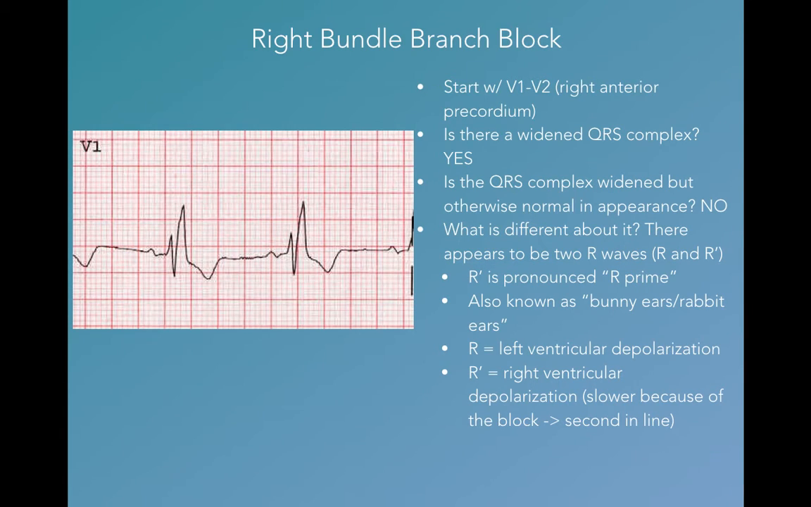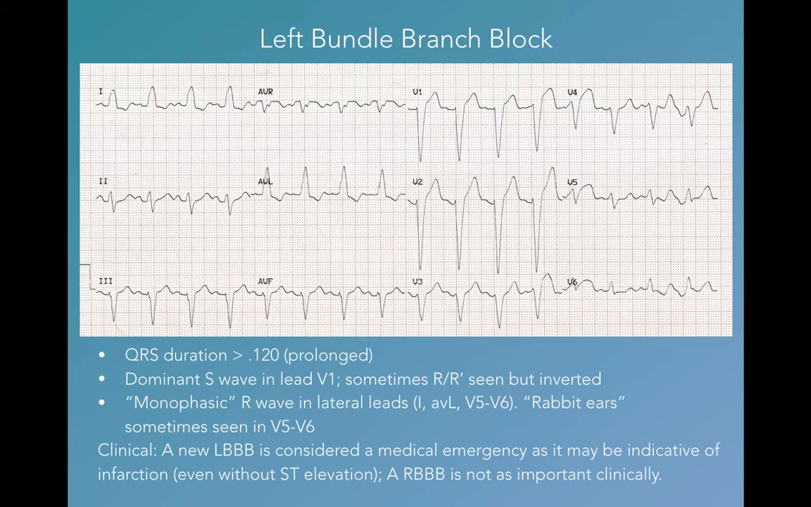Some people call this bunny ears or rabbit ears, however you want to remember it. If you look at V1 and V2 and see this, that's a right bundle branch block. If you see this pattern in V5 and V6, then that's a hint that maybe there's a left bundle branch block going on. But get this picture stuck in your head, because this is the image you'll see on an exam for a right bundle branch block.